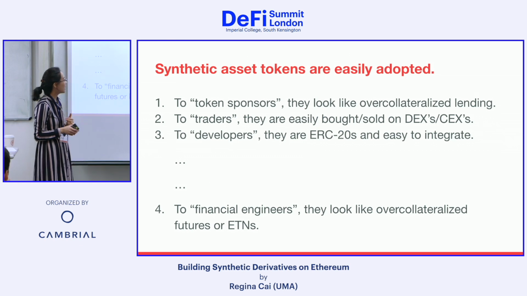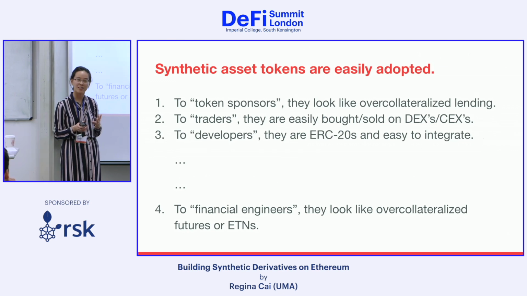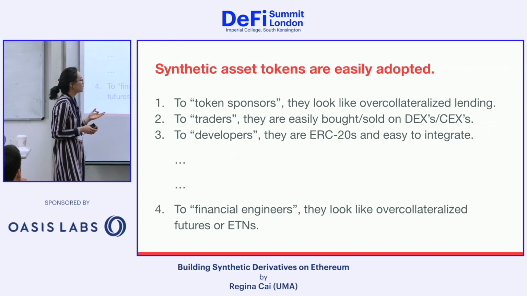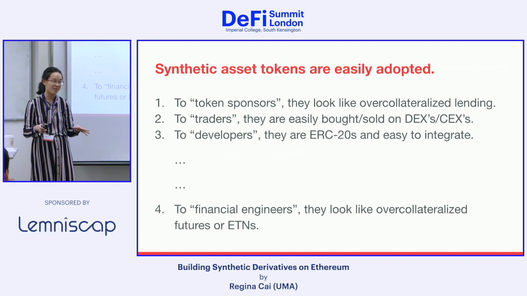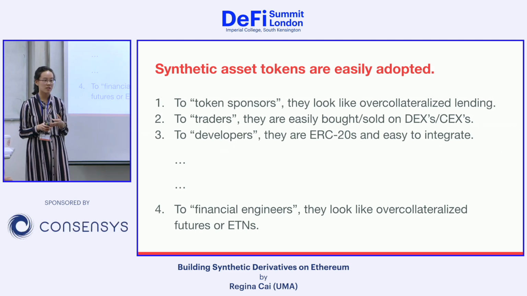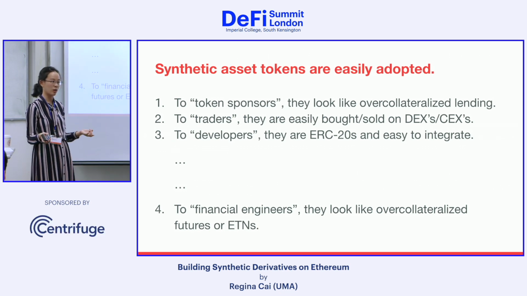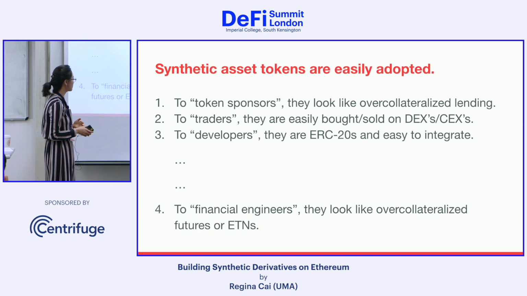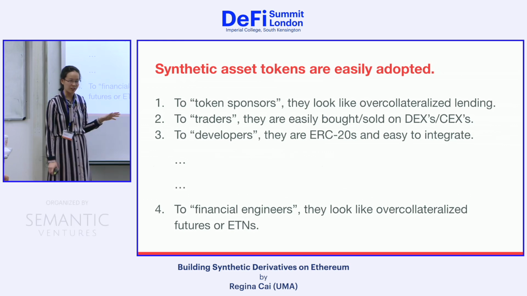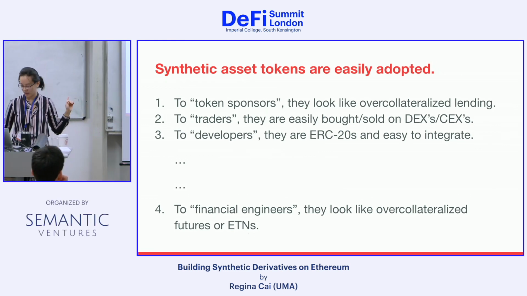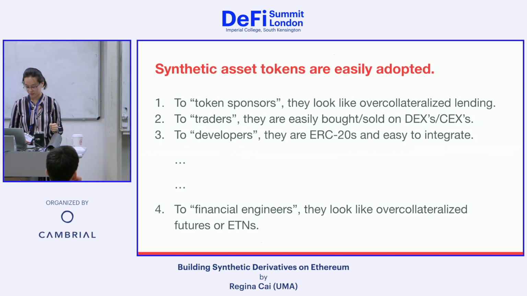To traders, they're easily bought and sold on DEXs. They're just tokens, right? So you know how to trade tokens? Great. And then trade these synthetic tokens. To developers, they're ERC20s and they're easy to integrate. We don't have necessarily an API right now that the developers have to integrate into their own projects. Someone can create these synthetic tokens, and then all you have to do is support ERC20 tokens in your app project or whatever you're working on. And lastly, of course, why do I like them? I like them because they look like over-collateralized futures or kind of like ETNs. And we can talk about that offline as well. There's a lot of really cool financial parallels between this and traditional financial products.